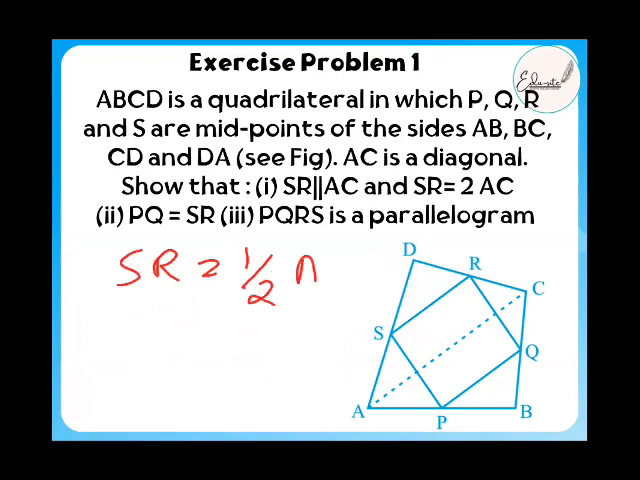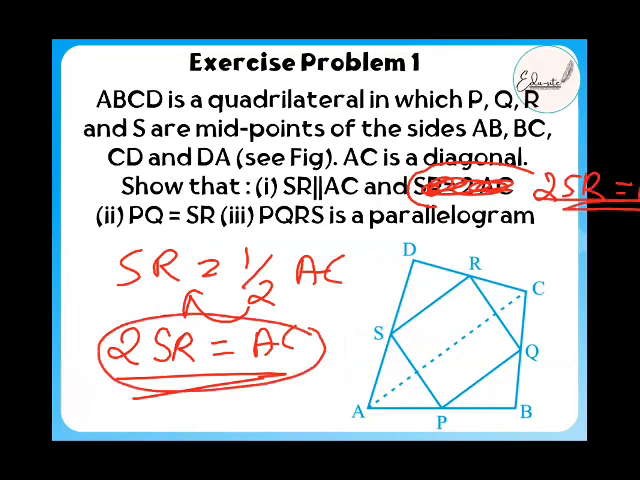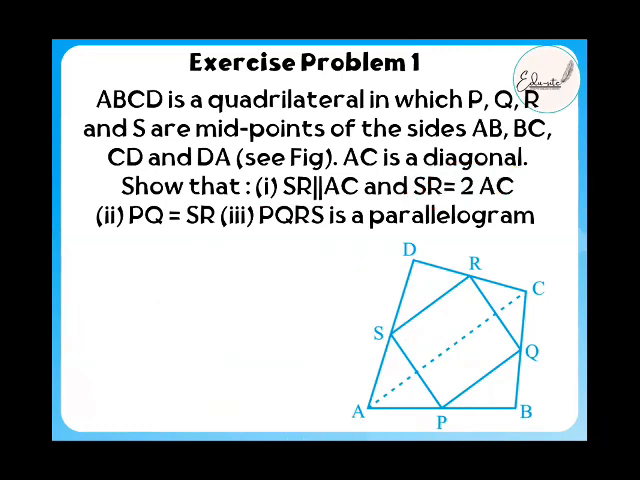Half of AC. Can we not move this divided by 2 to this side? If we move it this side, 2 times SR is equal to AC. This is also proven. See here, 2 times AC... oh, sorry, 2 times AC is equal to SR. No, it is wrong. It should be 2 times SR is equal to AC. So we have proven 2 times SR is equal to AC, or we can say SR is equal to half of AC. This is by the midpoint theorem, right, Laiba? Okay, one is proven.